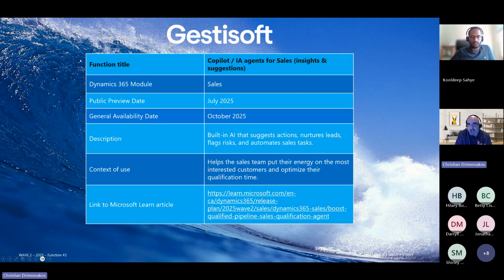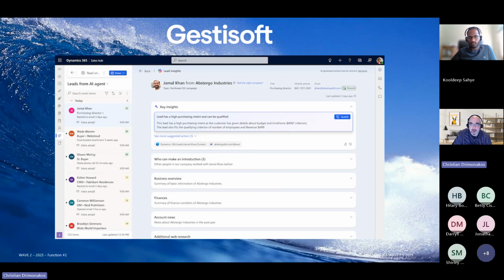Okay, Copilot AI agent for sales, insight, suggestion. This is where we're going with Copilot right now. I'm going to show you a little video that's going to give you a better outlook of where it's going. It says here that it's in general availability as of October, but we did receive a message that they're going to push it back a bit. Nonetheless, it's a very interesting feature that I'd like to share with you, which basically makes it so that the Copilot agent is going to treat your incoming leads that are part of a queue.